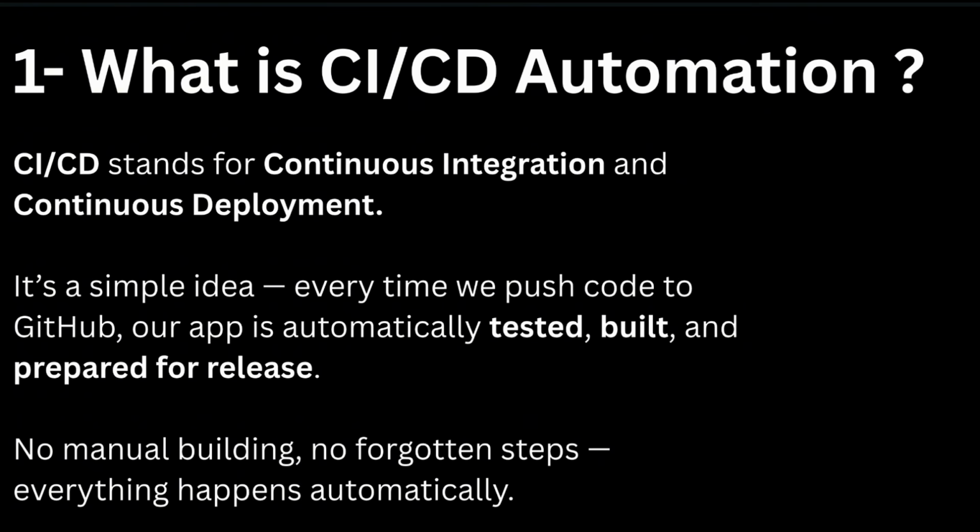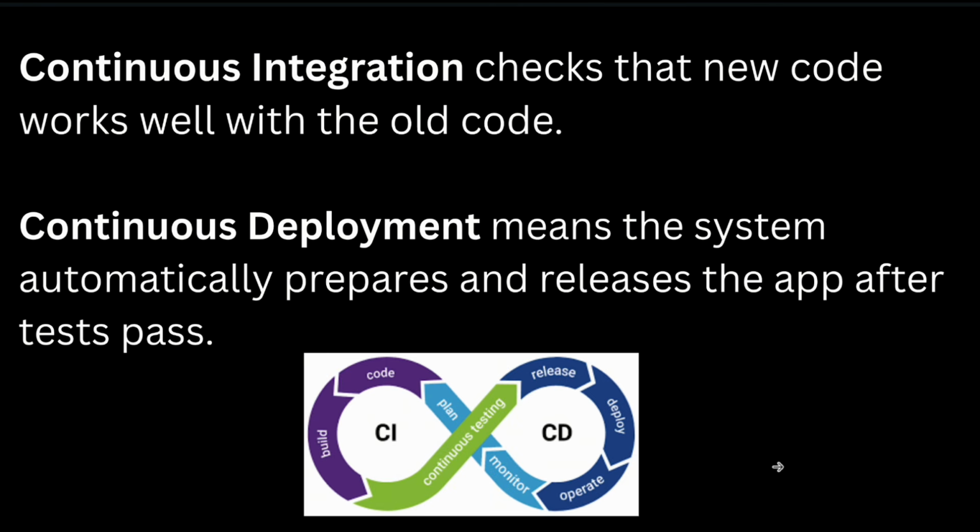That's what CI/CD does. It keeps your workflow clean, fast, and consistent. Continuous integration checks that new code works well with the old code. Continuous deployment means the system automatically prepares and releases the app after tests pass.